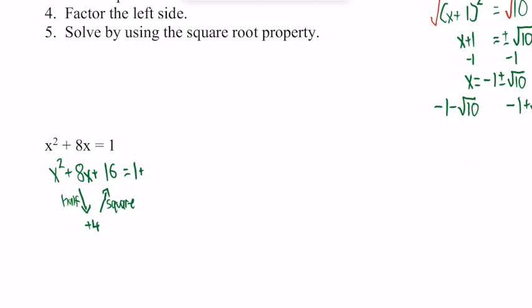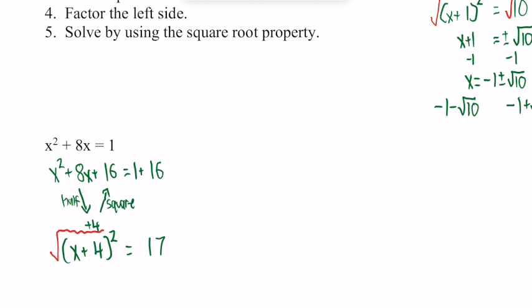Since we add 16 on the left side to keep it balanced, we also add 16 on the right side. And then using that trick we talked about, because we have a plus 4 here, the left side, when we factor it, is going to be x plus 4 squared. On the right side, 1 plus 16 gives us 17.